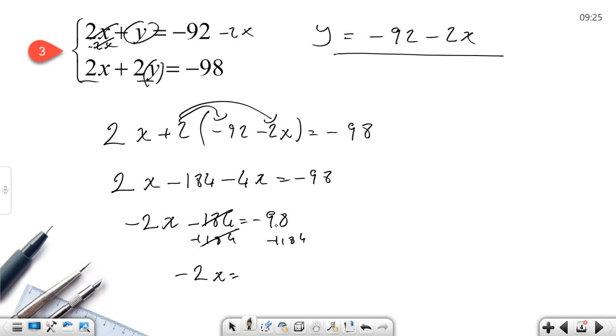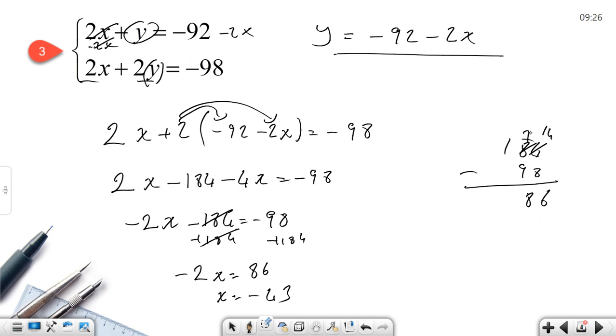Okay. Minus 98 plus 184. You need to subtract them. 184 minus 98, that's going to be 86. So this is equal to 86, a positive 86. Divided by minus 2, x equals negative 43. I found the x value, but it's not enough. I need to find the y value too.